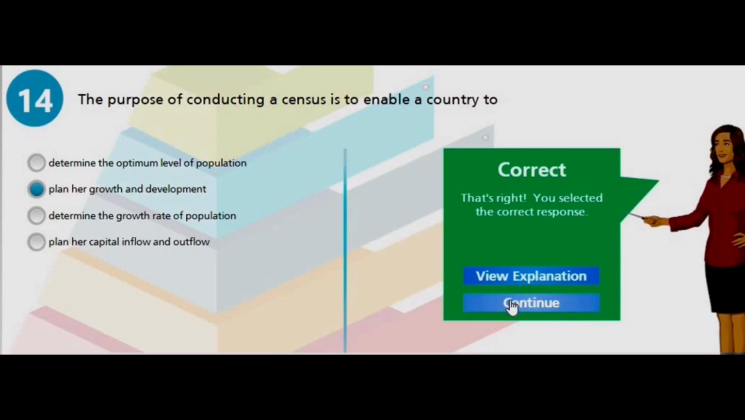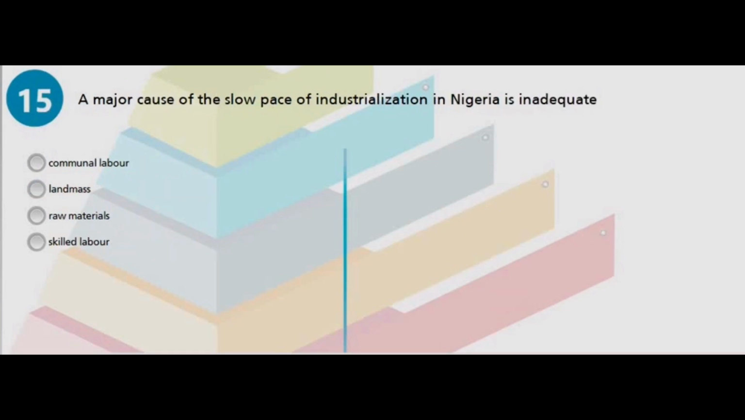Okay, so question 15. A major cause of the slow pace of industrialization in Nigeria is inadequate what? Is it communal labor, land mass, raw materials, or D, skilled labor? I'll pick skilled labor. Reason being that inadequate skilled labor is one of the major causes of the slow pace in industrialization in Nigeria. This is witnessed in the poor entrepreneurial skill in the country. So that's the right answer.